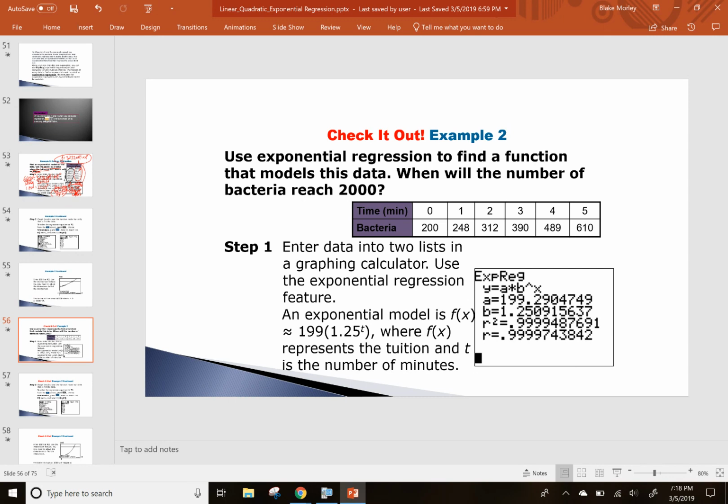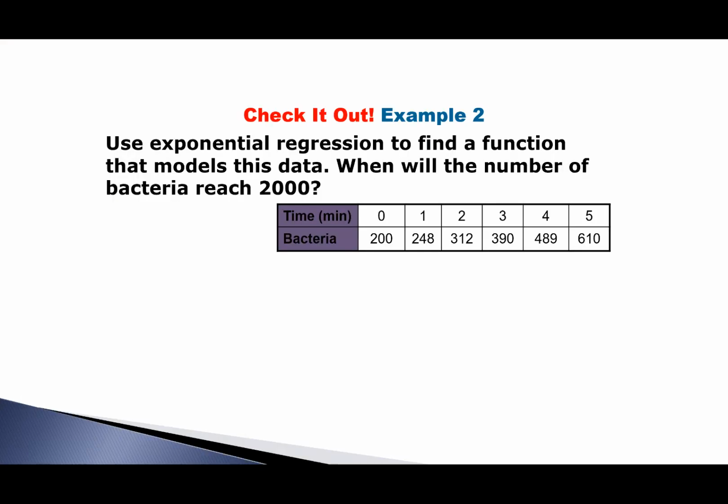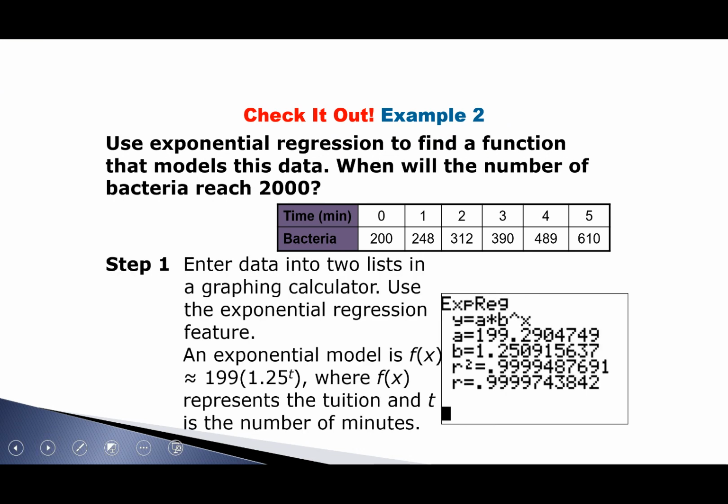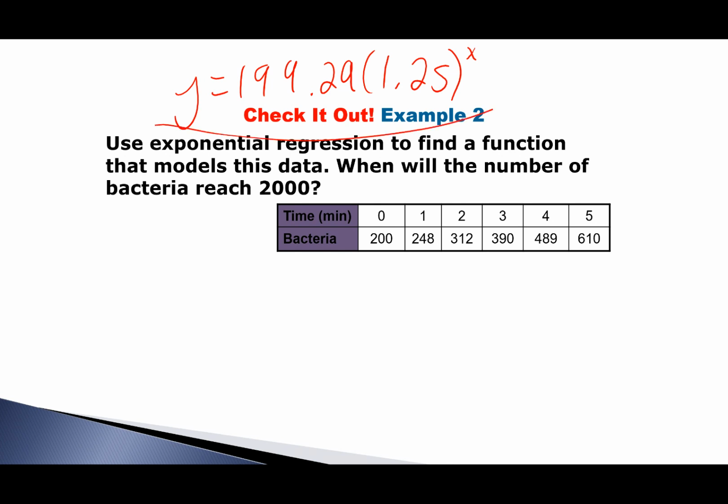Again, that information is already written on the screen here, so let me just go back to that screen and work it out. So the equation is y equals, and our a value is 199.29, and then our b value is 1.25. That's to the x power. So that's our equation.